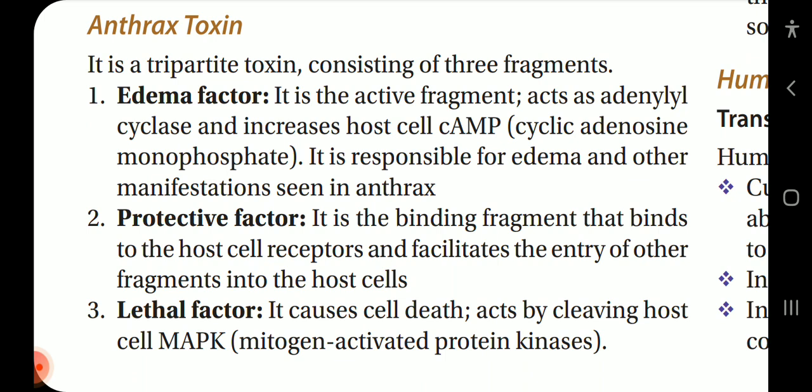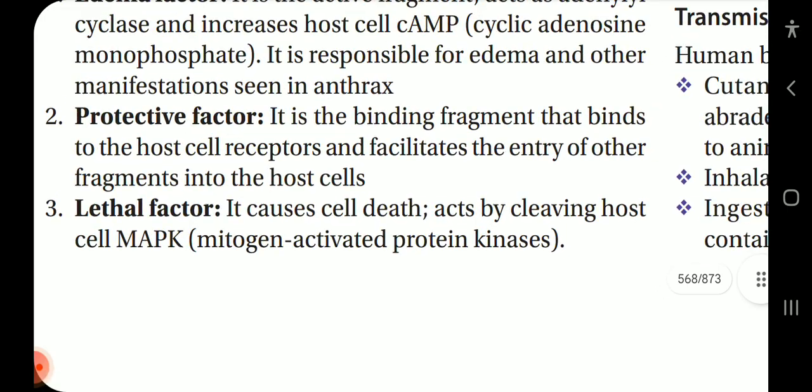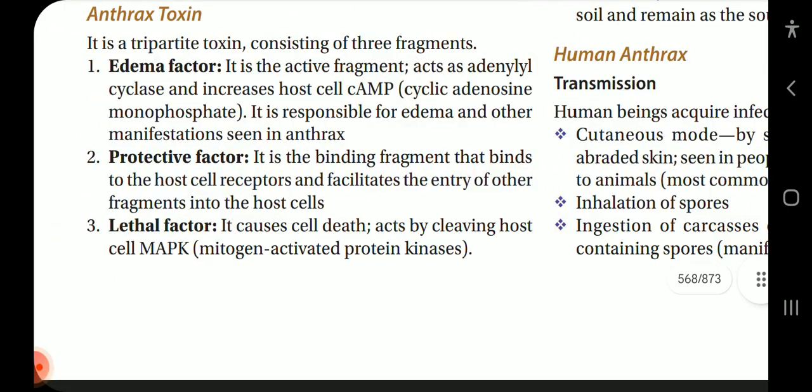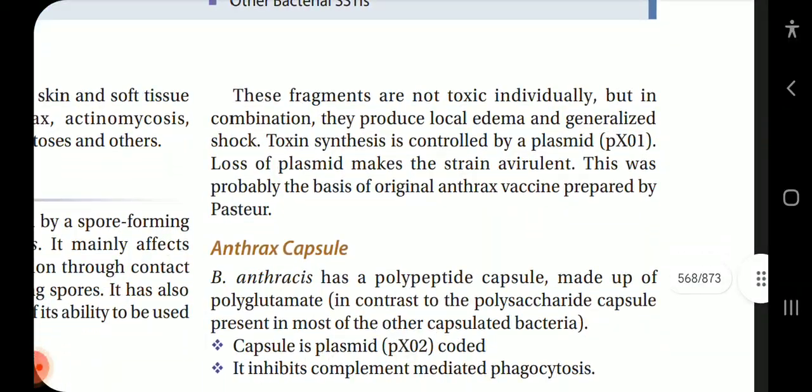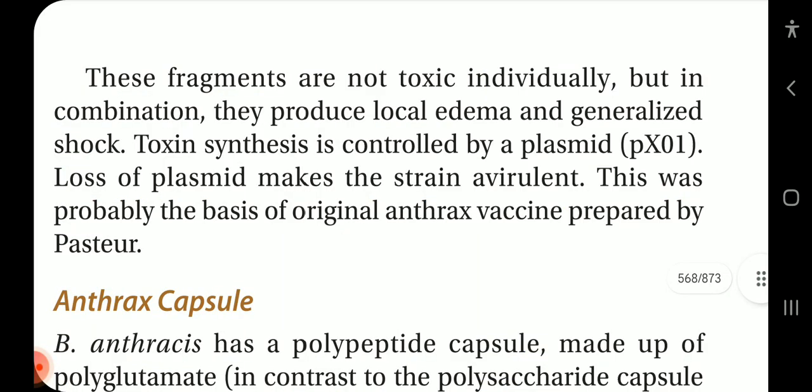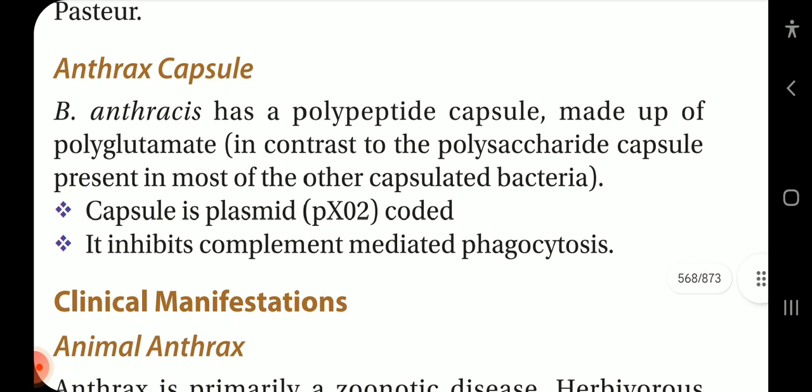Protective factor is the binding fragment that binds to the host cell receptors and facilitates the entry of other fragments into the host cells. Lethal factor causes cell death, acting by cleaving host cell MAPK, mitogen activated protein kinases. These fragments are not toxic individually, but in combination they produce local edema and generalized shock. Toxin synthesis is controlled by plasmid pXO1. Loss of plasmid makes the strain avirulent. This was probably the basis of the original anthrax vaccine prepared by Pasteur.